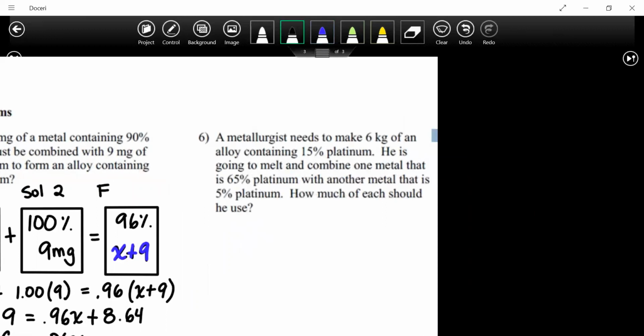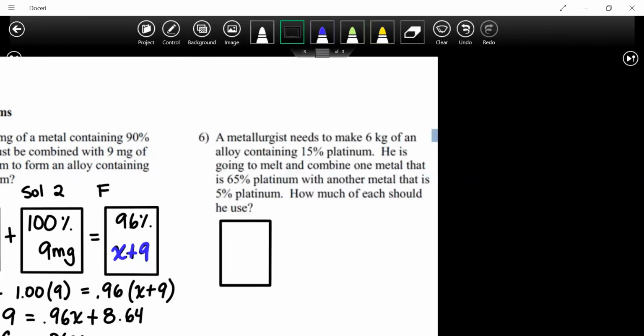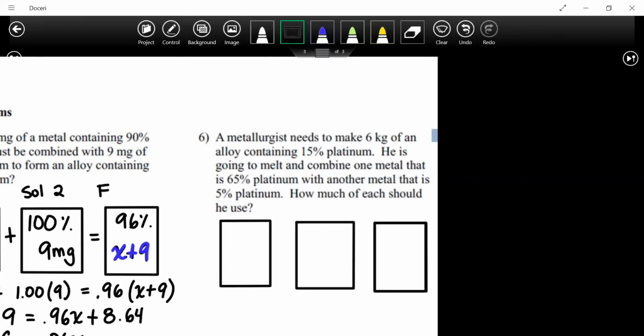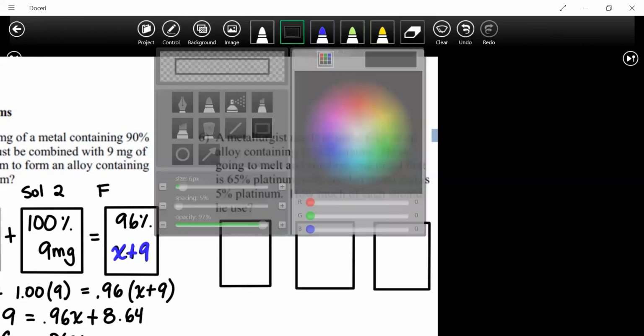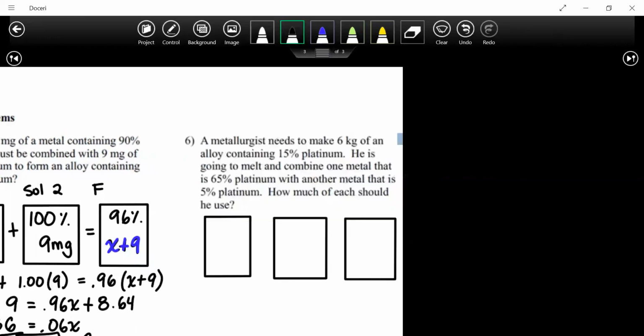A metallurgist needs to make 6 kilograms of alloy containing 15% platinum. So that's our final solution to this. They're telling us our final. So solution 1, solution 2, and our final. He's given us some information about it, so I'm going to abbreviate this a little bit nicer: S1, solution 2, and then our final.